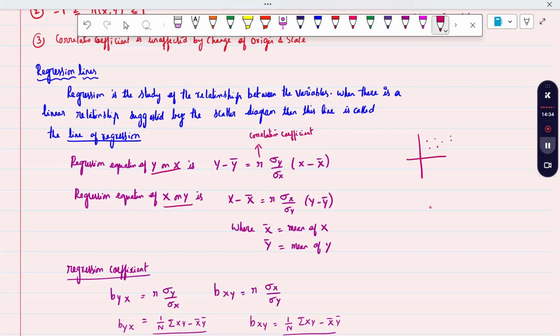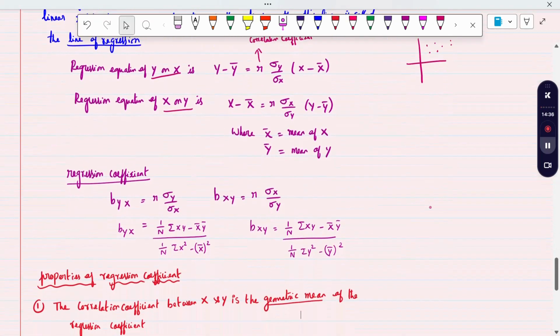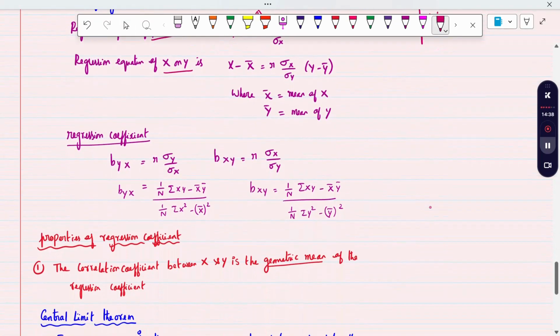So this is called a regression line, but this is a short form. If they ask to find the regression coefficient, it is calculated like this: byx is nothing but r into sigma y divided by sigma x. And bxy is nothing but r into sigma x divided by sigma y.